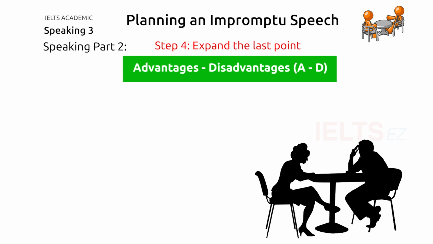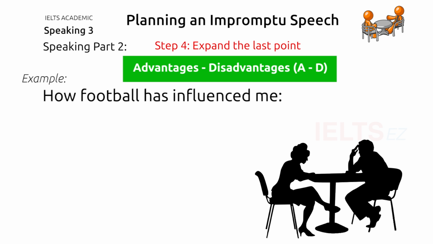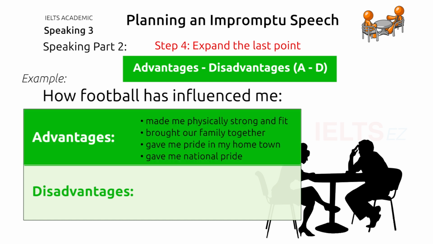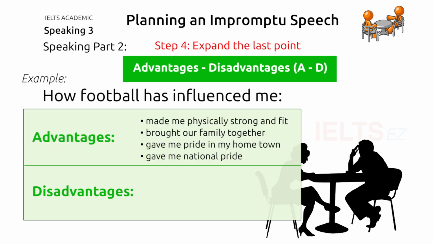It's similar to past, present, future in application, but it may work better in some situations. Consider again the football activity example. The last question asks us to talk about how football has influenced me. Think of how it has influenced you in a positive way, and in a negative way. For example, the advantages of football as an activity might be that it made me physically strong and fit. Or it may have brought my family together. Or it might have given me pride in my hometown or country because of international players' achievements. You could talk about all or any of these advantages.